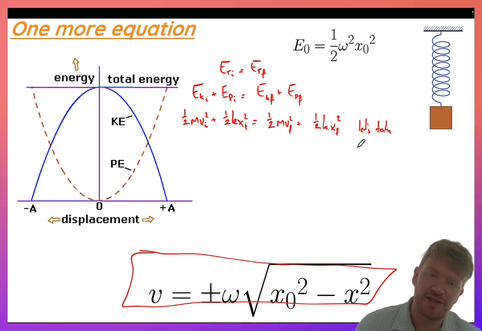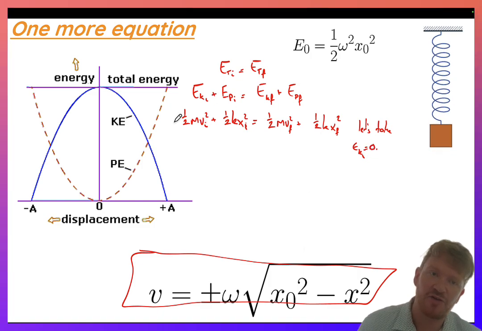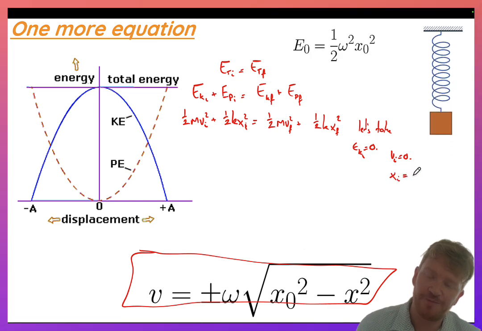Now what we're going to say is, let's take it when the kinetic energy is 0. So let's take it at the point where it's down here at the bottom. So if I say that when the initial kinetic energy is 0, that occurs when the initial velocity is 0. So I can say v_i is 0. Now when that happens, I can also say that the initial extension, therefore, must be the amplitude, because we get 0 velocity when the extension is maximum, looking at this graph.